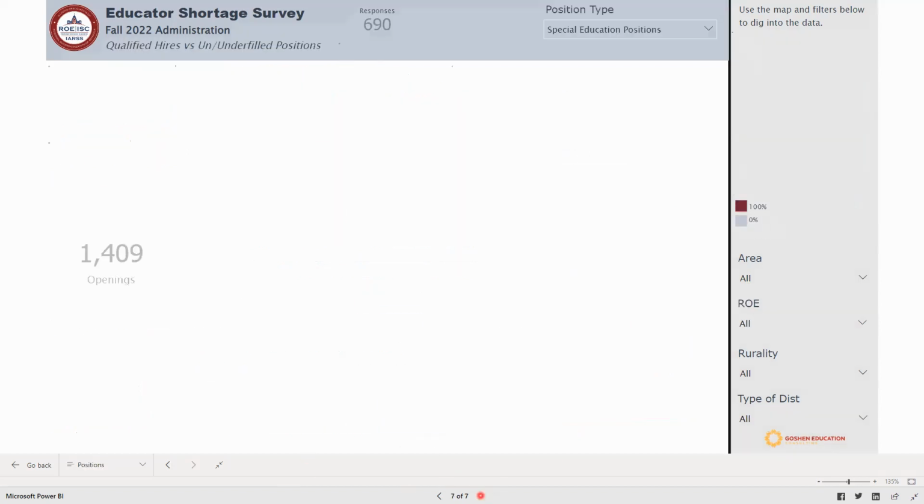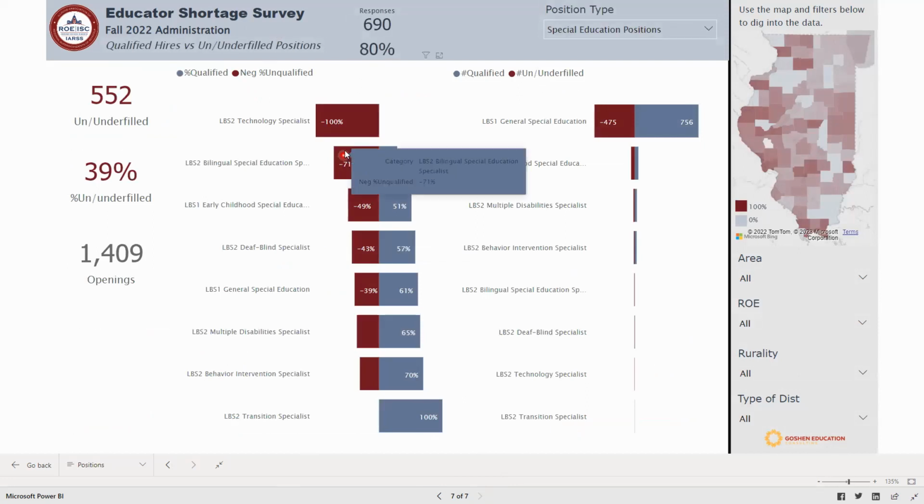And then the last page is our open positions page. The map here has changed. So instead of reporting the percent of districts responding, this is reporting the level of shortage. And so blue is 0% unfilled, dark red is 100% underfilled. We have our same slicers down here at the bottom for area, regional office of education, rurality, type of district. And up here at the top, we're seeing our filter for the different types of positions.